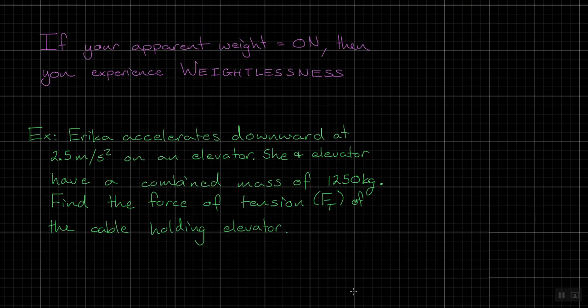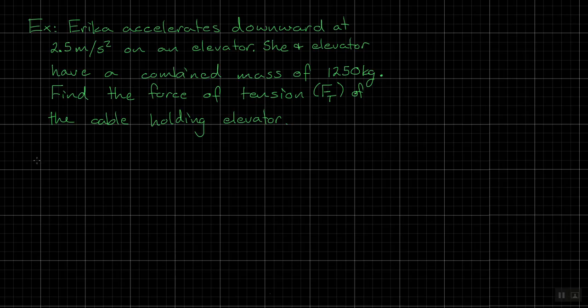We have Erica on an elevator. It's accelerating downward at 2.5 meters per second squared. We know that they have a combined mass, and we are looking for the force that holds up the elevator. Now, as we deal with this, it is always a good idea, not required yet, but we should probably start with this thing that I'm going to call FBD. What is an FBD?